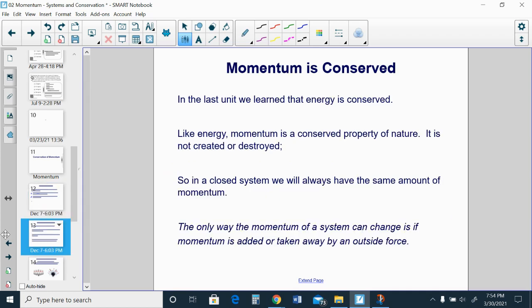In terms of momentum, in the last unit, we learned that energy is conserved. Like energy, momentum is a conserved property of nature. It is not created or destroyed. So when we have that closed system, we will always have the same amount of momentum within that system. The only way the momentum of a system can change is if momentum is added or taken away by an outside force.